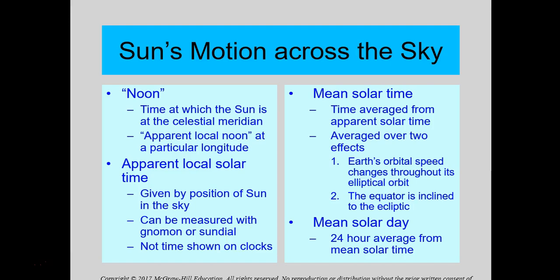Not everybody would necessarily measure the same thing. Sundial's a little outdated, so we use a slightly different way of doing it. Instead, we use what's known as the mean solar time, which is averaged over the orbital speed as the Earth goes around the sun and how the sun moves through the ecliptic over the equator. And what that leads to is we have a mean solar day of 24-hour average.